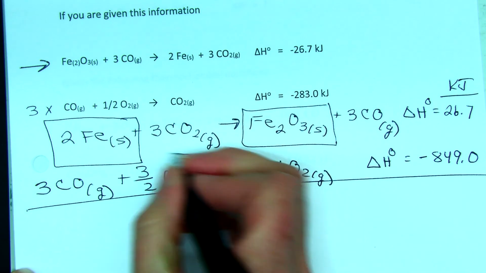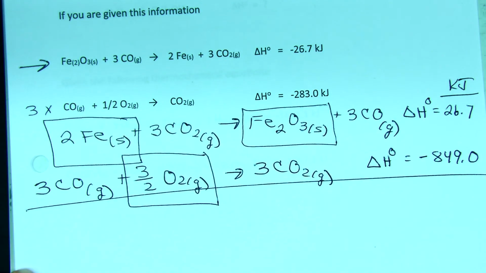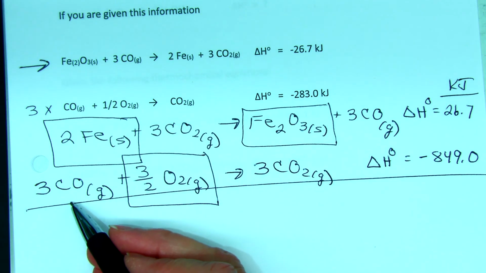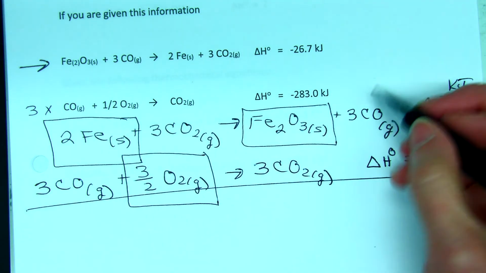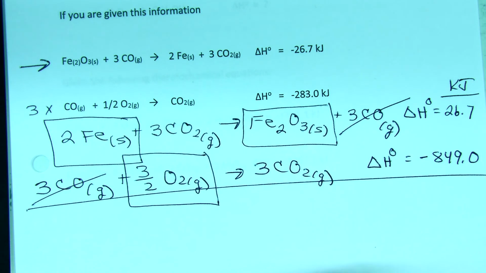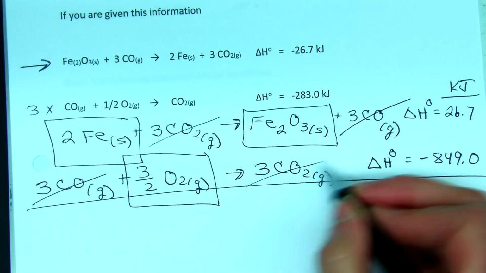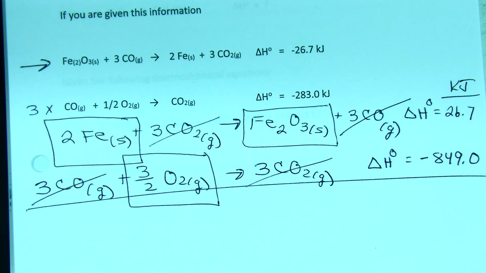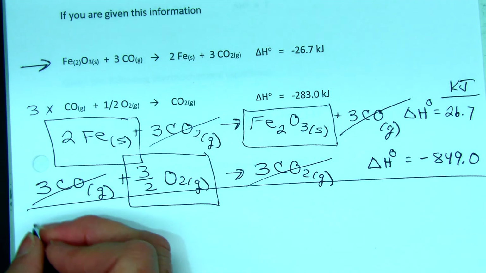Now I have the 3/2 oxygen that I need. So when I look at this and add it all together, I have 3 carbon monoxide on the left, and over here I have 3 on the right. So I can cancel 3 moles of carbon monoxide. I have 3 moles of CO2 on the left and the right, so I can cancel those. So I lucked out that everything canceled with those first 2 equations. This was a pretty simple problem.